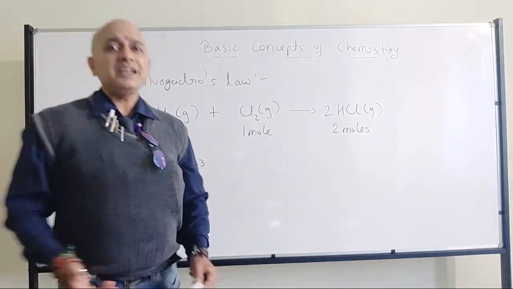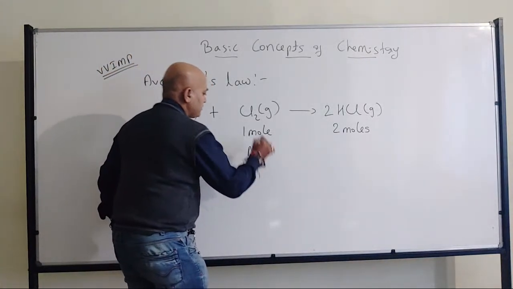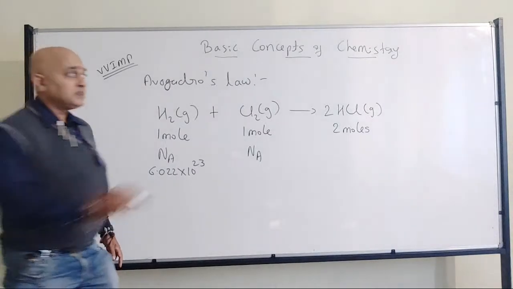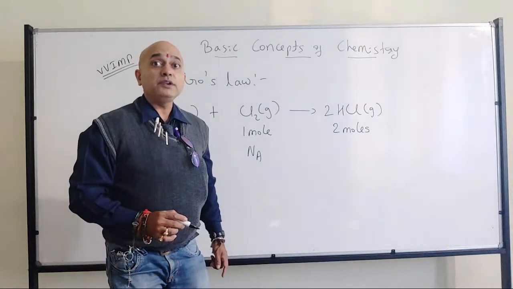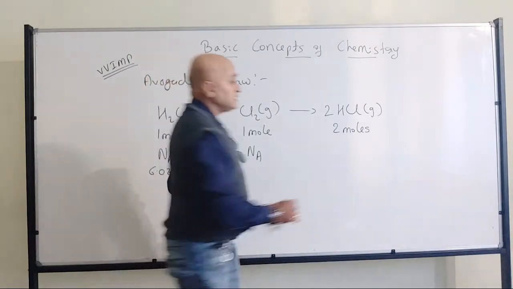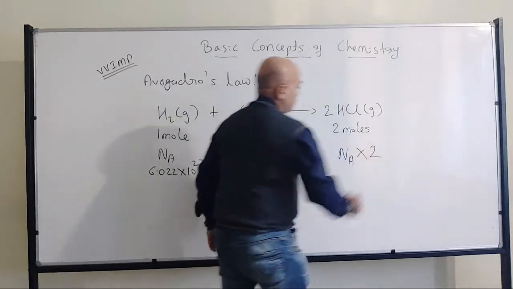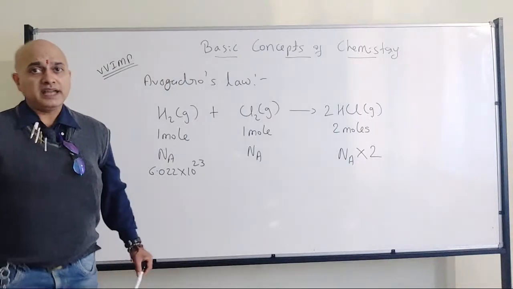Yes, it will be same. Very good. It will be same. Avogadro's number only it will be there, because even that is 1 mole. Right? So now here, how much will it be? It will be 2 moles. That means Avogadro's number multiplied by 2. That many HCl molecules will be there.